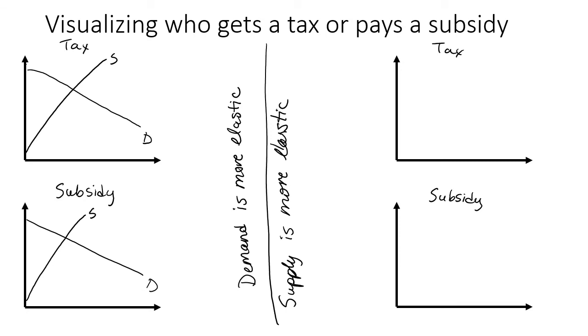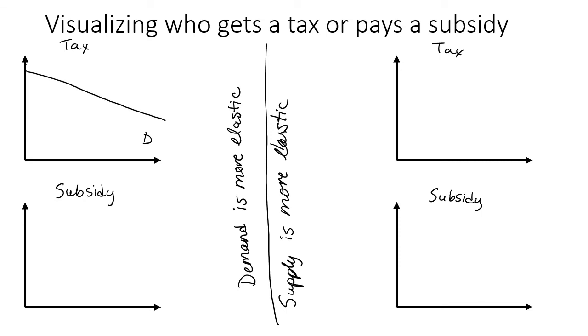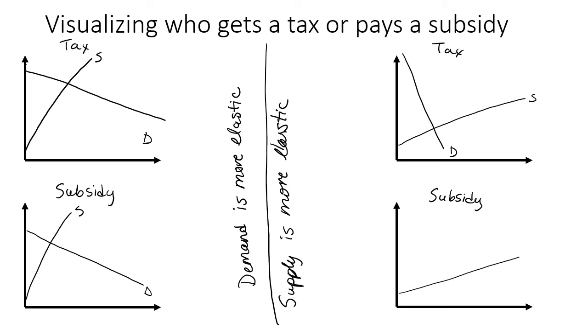Okay. I'm not sure those are going to be exaggerated enough. Let's try those again. So we want a flat demand and a steep supply. Flat demand. There we go. Now we want the opposite over here. We want a very flat supply and a steep demand. Okay, we've got our graphs started off.